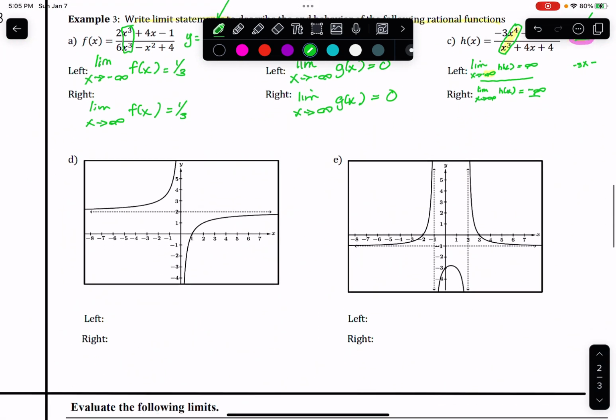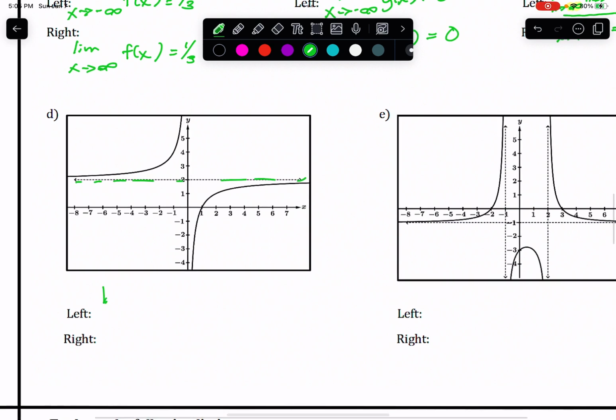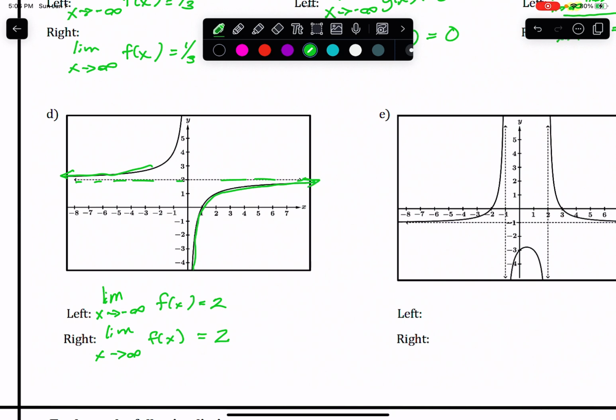All right, let's look at example D. We're just looking at the picture now, and we can see we have a horizontal asymptote at y equals 2, so we can go right into the limit as x goes to negative infinity. From negative infinity it goes to 2. They don't say what function this is, so we'll call it f of x, is equal to 2. And the limit as x goes to positive infinity of f of x also equals 2. So as I go to infinity, y is approaching 2.